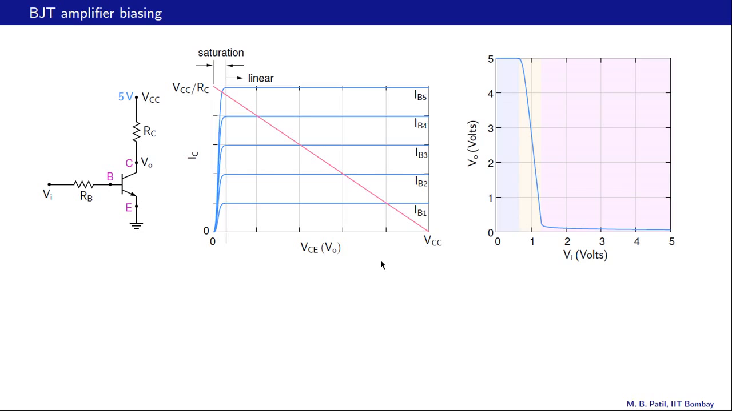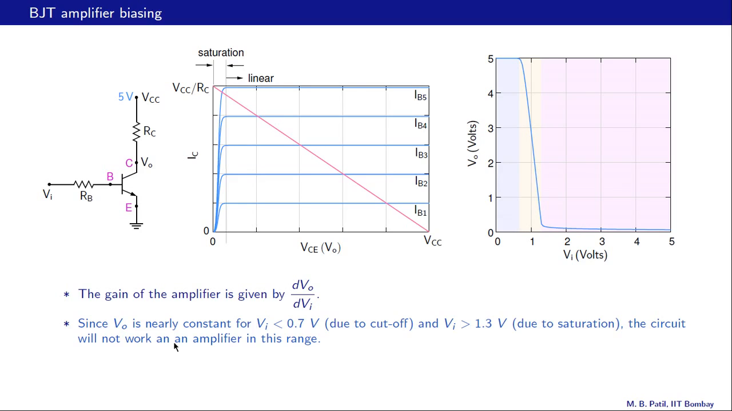For this circuit to function as an amplifier, what we need is a large enough gain, which is given by dVo/dVi, that is the slope of this Vo versus Vi curve. And it's clear that the slope is maximum somewhere here in magnitude. Since VO is nearly constant for VI less than 0.7 volts, and that happens because of cutoff, and also VO is nearly constant for VI greater than 1.3 volts, and this 1.3 volts of course is specific to this example with some given values of RC, RB and VCC.